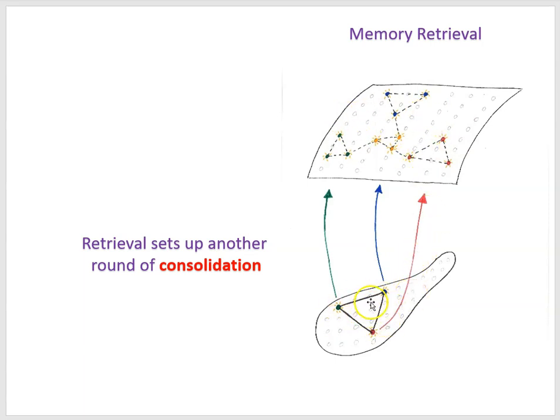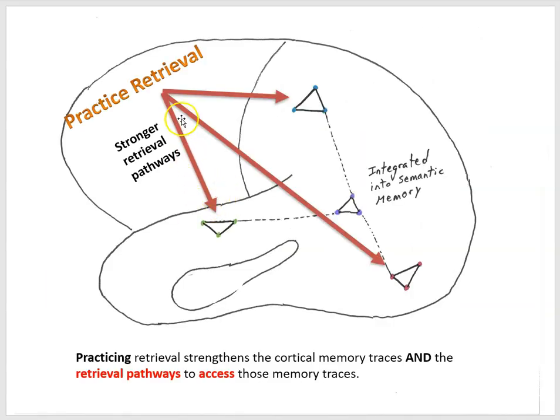The hippocampal memory trace will be used to reactivate cortical memory traces. And so every time we activate a cortical memory trace, we give it the opportunity to strengthen synapses among those allocated neurons. And we're strengthening the cortical memory traces. But in addition, when we retrieve, we're strengthening the retrieval pathways that have access to those cortical memory traces. So practicing retrieval strengthens the cortical memory traces and also the retrieval pathways to access those memory traces.